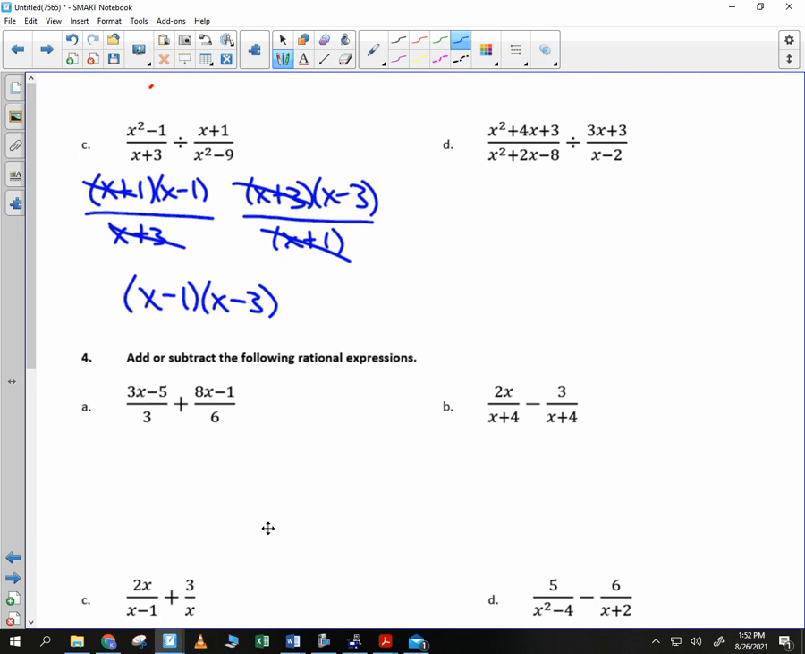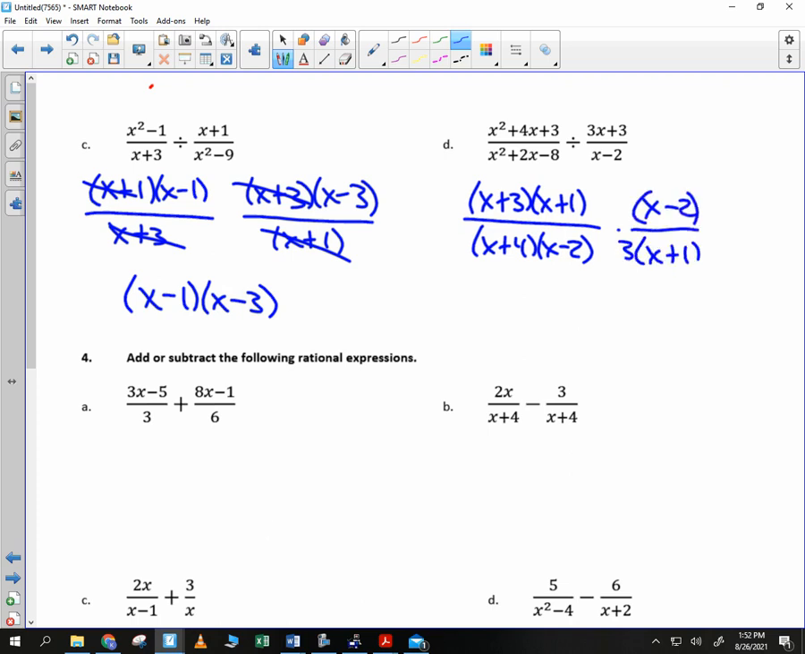The second set, x plus 3 times x plus 1. On the bottom, you should have x plus 4 times x minus 2. Times, on the top, you'd have x minus 2. And on the bottom, you have that beautiful 3 times x plus 1. And the 3 is there. It kind of hangs out there. A lot of people forget about it. Don't forget about it. Those cancel. Those cancel. And so you have x plus 3 over 3 times x plus 4.